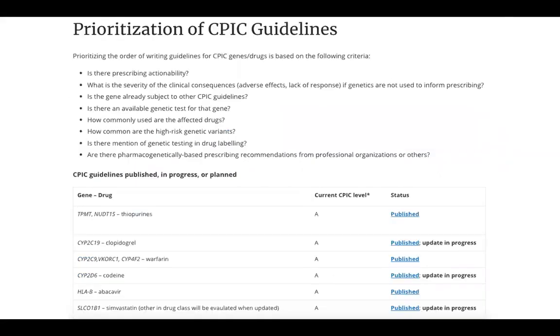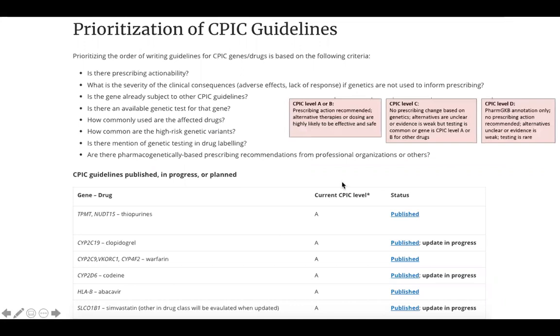And then the prioritization, so let's see if I have it here. So yeah, the level A or B, so this is when they definitely recommend a prescribing action. And then level C, we don't really need to make a change, but alternatives might be applicable.